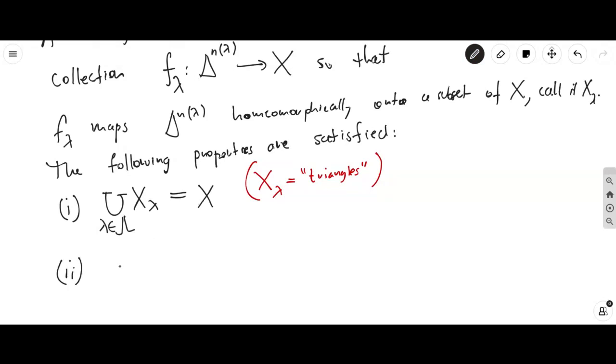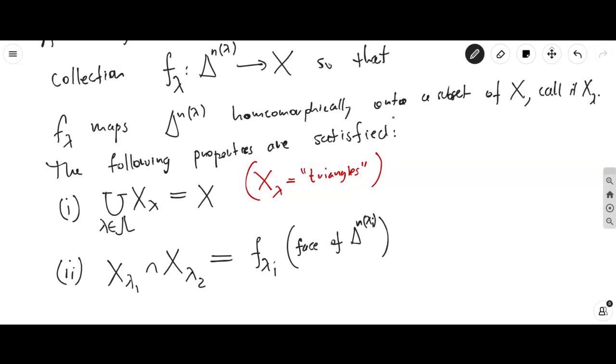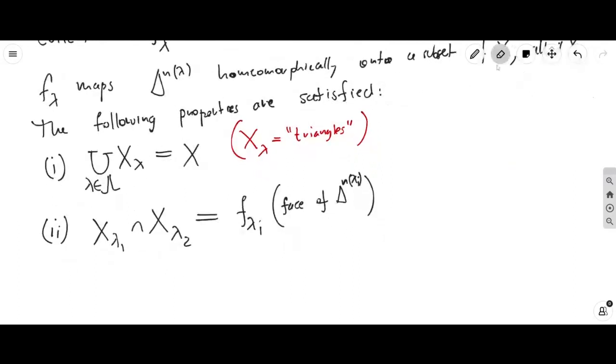And then the follow-up condition says, now with graphs, we said that two edges intersect in a common vertex or possibly empty. And we're going to say over here that if you take two triangles, X lambda 1 and X lambda 2, and you intersect them, then that would be F lambda I. When I write lambda I mean both for lambda 1 and lambda 2. This is true for both of them. It would be F lambda I of a face of the simplex. That's what we're saying. It's the generalization of what you have with graphs.